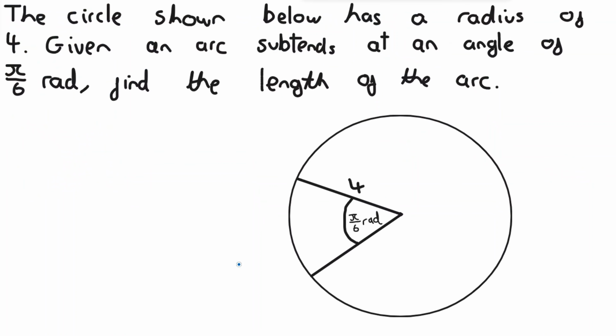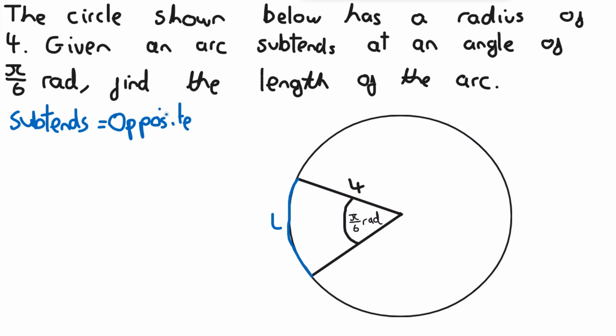So here's just a basic example where we're told that the circle shown below has a radius of 4, and given an arc subtends an angle of pi over 6 radians, find the length of the arc. So okay, all we just need to do is find the length of this arc here, which we're going to call L. Now the word subtends, they love using this word. The word subtends just means opposite.